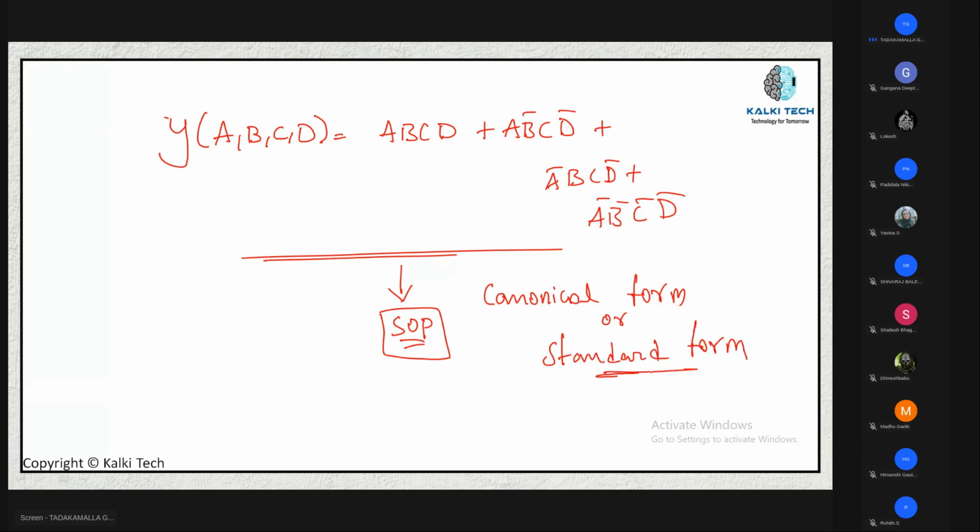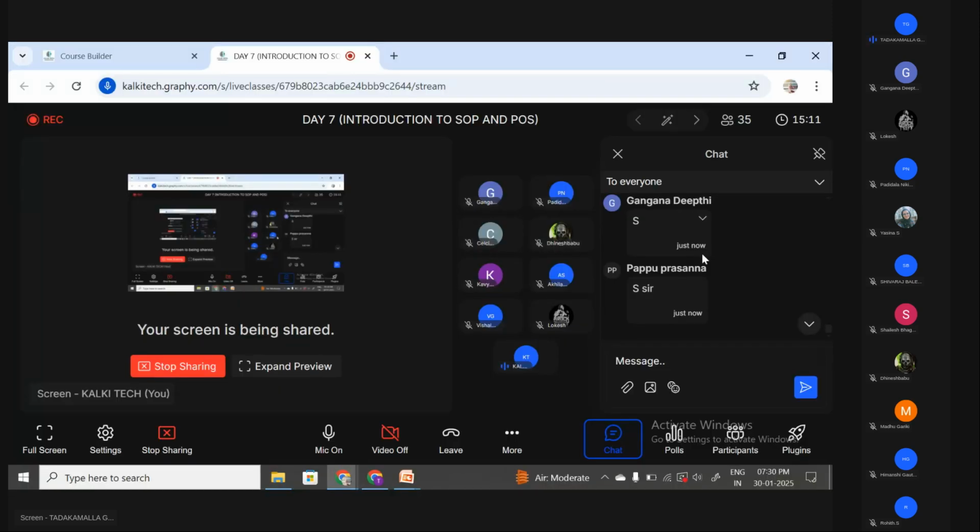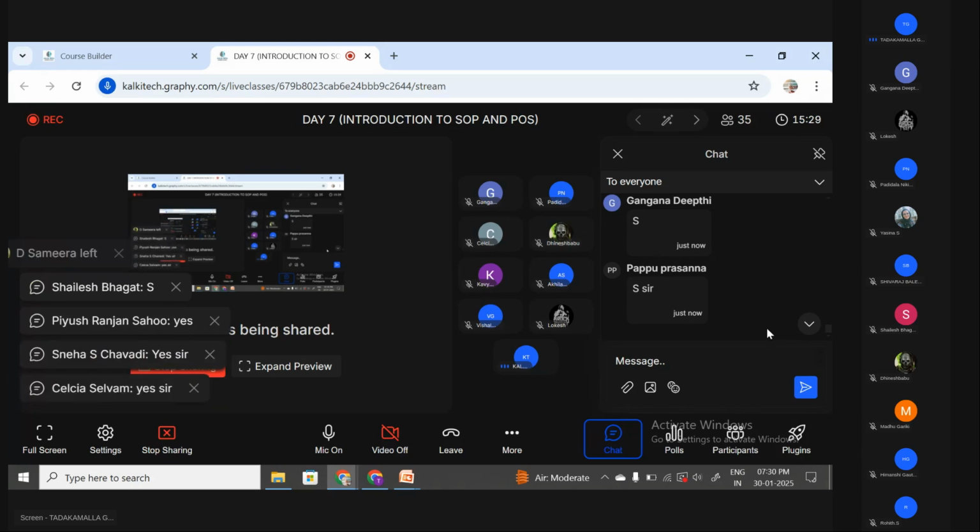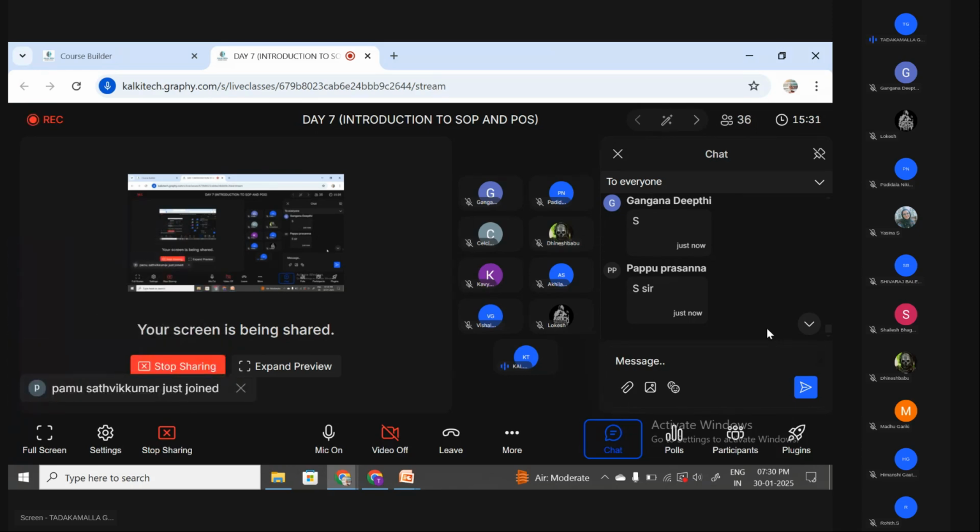Now tell me, can I use this canonical form or standard form of Boolean expression for building my logic circuit? Yes or no in the chat box. Can I use this canonical form or SOP form for building the logic for that particular design? Yes or no?